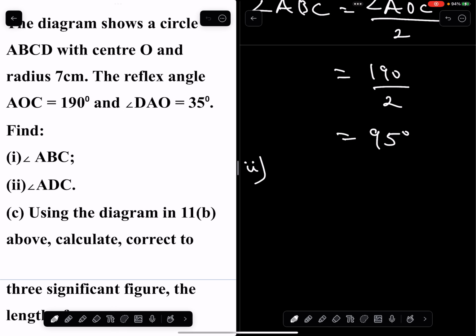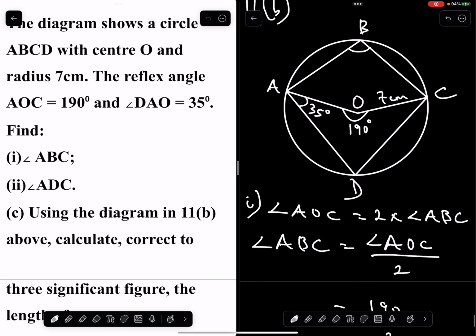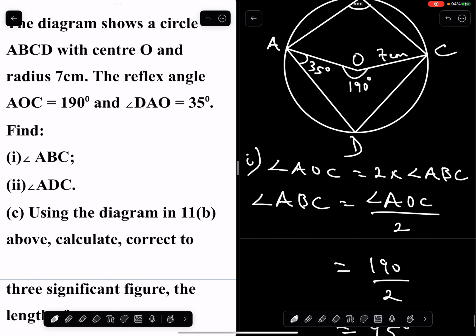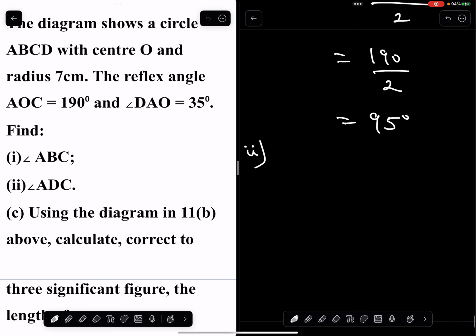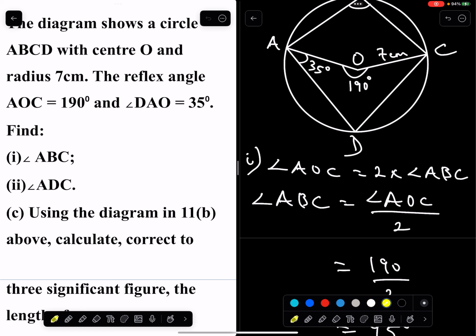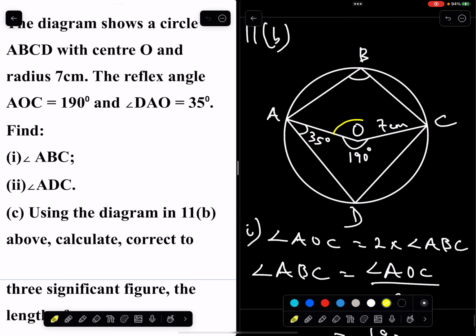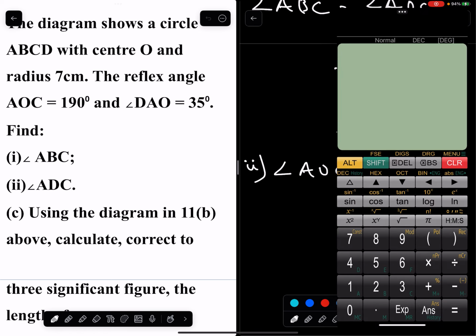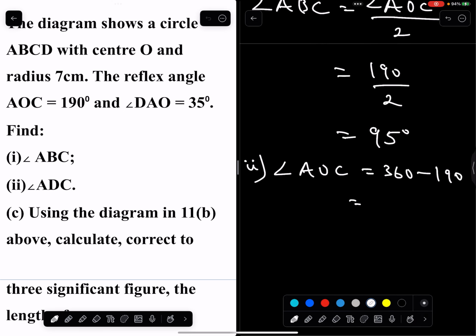Find angle ADC. How do we find ADC? ADC, that's this angle. That's a piece of cake. Angle AOC, this angle AOC is going to be 360 minus 190 degrees. What's that? 360 minus 190 is equal to 170 degrees.